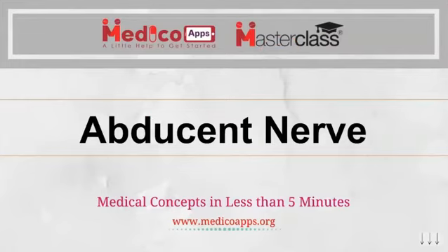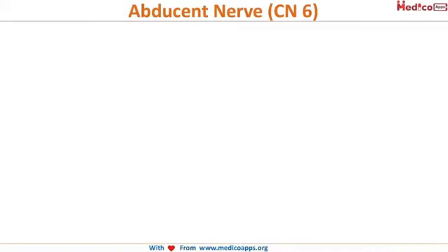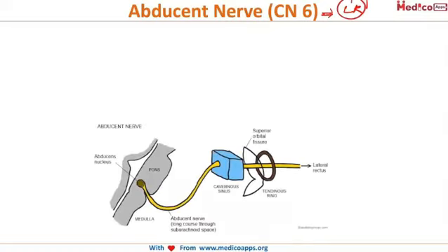Now let's learn about the abducent nerve. The abducent nerve is the sixth cranial nerve, and it supplies the lateral rectus muscle. Okay, LR6. So look at this course here. As you can see, the abducens nucleus gives rise to the abducens nerve in the pons.